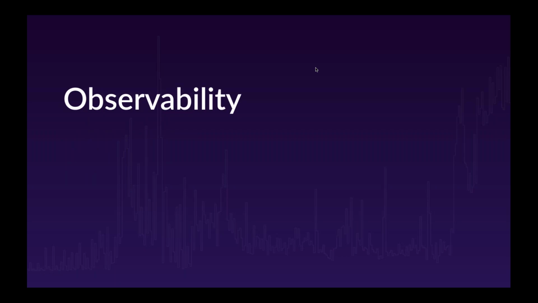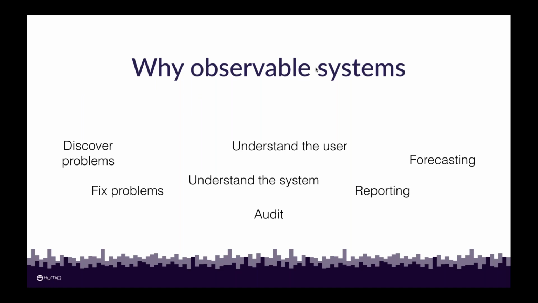So first, observability. When I say observability, I mean it in a rather informal way. So basically how you can observe a running computer system and how it behaves, the status and how it behaves. So why do we actually need our IT systems to be observable?